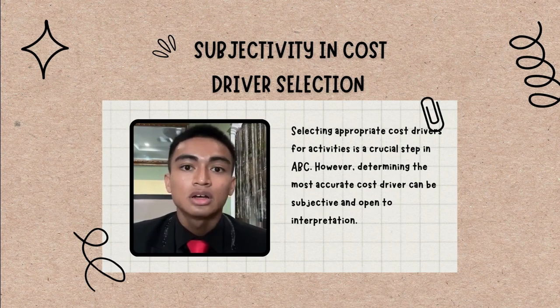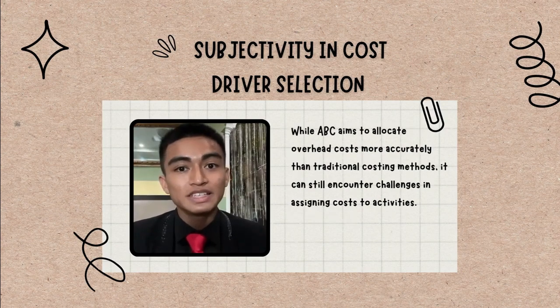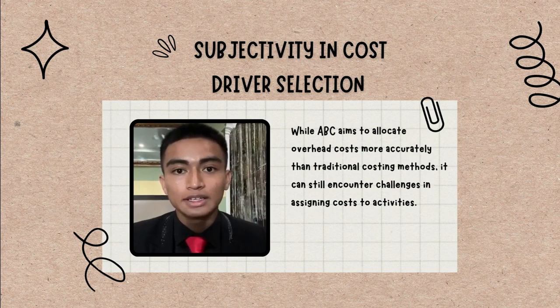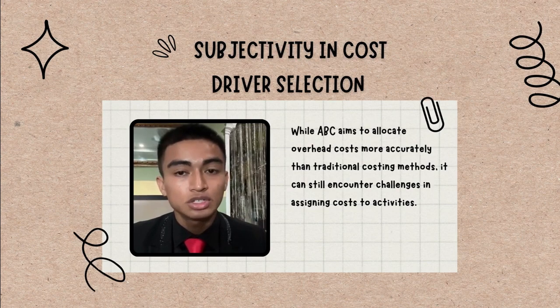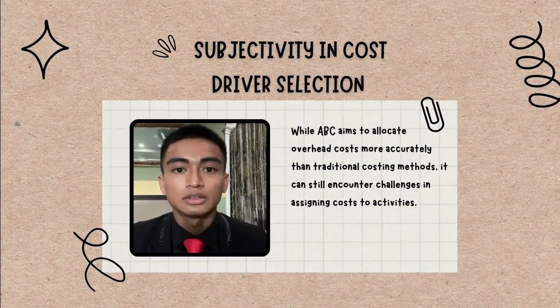While ABC aims to allocate overhead costs more accurately than traditional costing methods, it can still encounter challenges in assigning costs to activities. Some costs, such as those related to shared resources or support functions, may be difficult to allocate accurately, leading to potential distortions in cost assignment and subsequent decision-making.